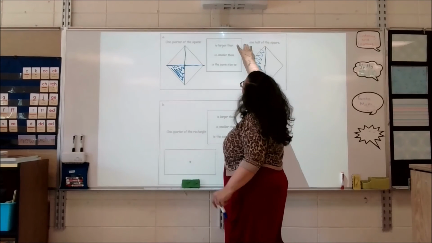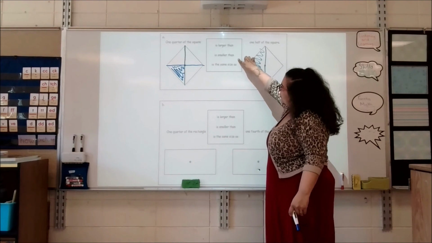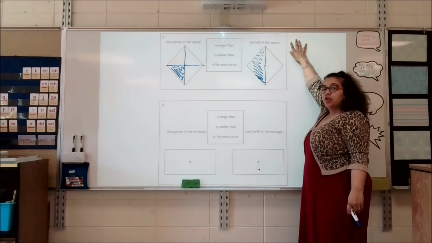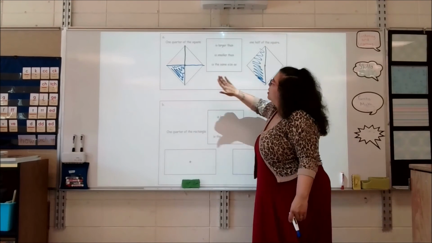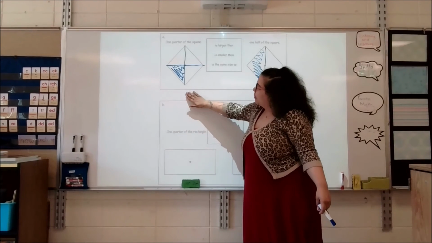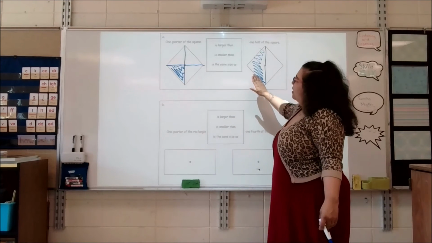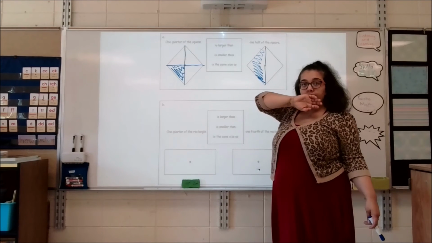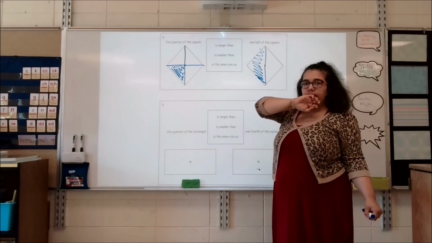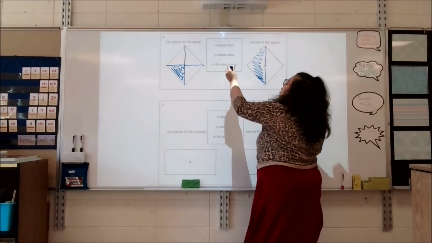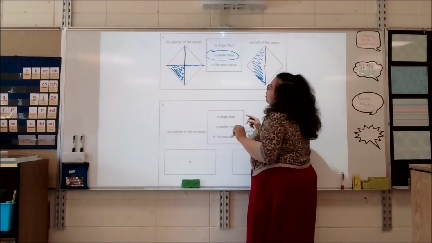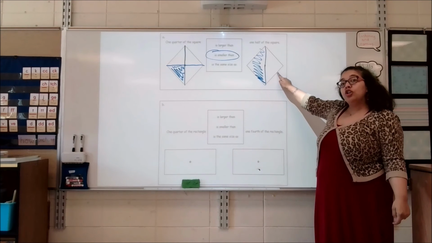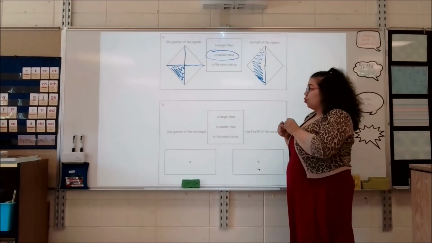So the question remains. 1/4 of the square is larger than, is smaller than, or is the same size as 1/2 of the square? Looking at just the shaded piece. This is what to that? Larger, smaller, or the same? Smaller. This is smaller. Remember we said more pieces, smaller pieces. Less pieces, larger pieces. Those are the rules. All right, let's do one more.